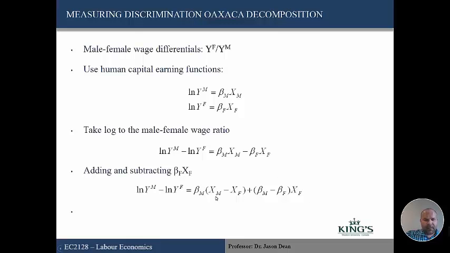Now this part is the return. If females got the same return to this human capital, let's assume that X is education for now, the difference in wages can be attributed to the difference in education between males and females, and we multiply that by the male coefficient. So assuming that there's no difference in the returns to education between males and females, the difference would be attributed just to the differences in education. But then it's also going to be attributed to the difference in the coefficient times the actual level of education of the female. So we've deconstructed it into two things.